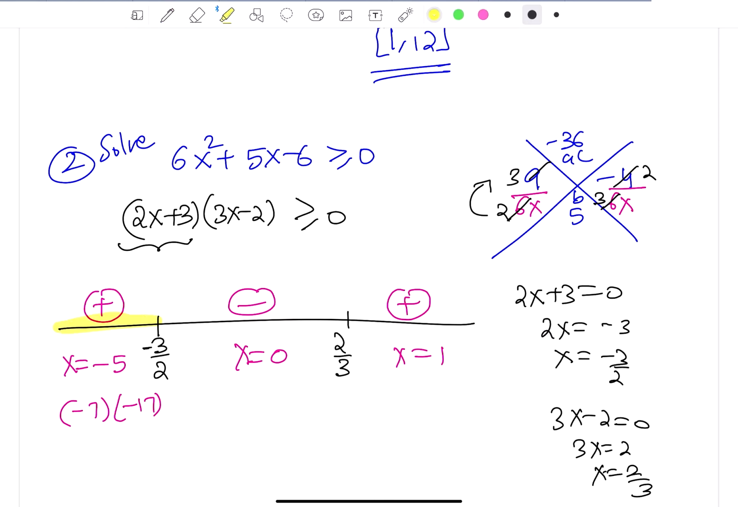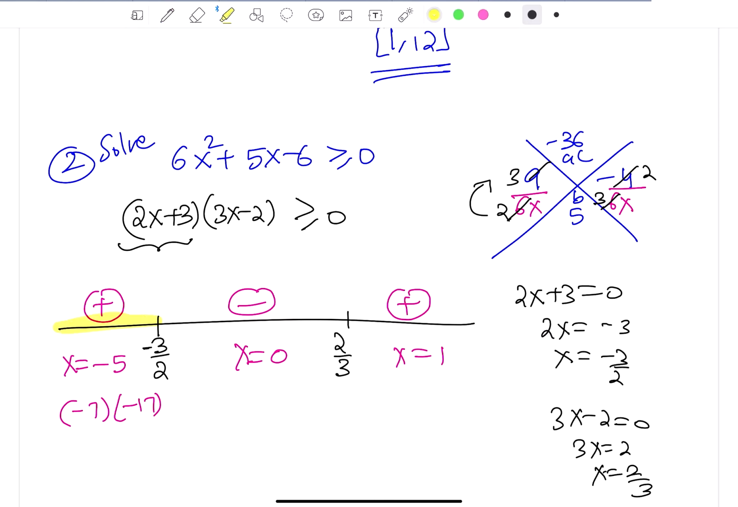And to the left of negative square root of 20, we can pick x as negative 10. Negative 10 plus square root of 20 is going to be a negative number. Negative 10 minus square root of 20 is also a negative number. The product of a negative and a negative number will be positive.